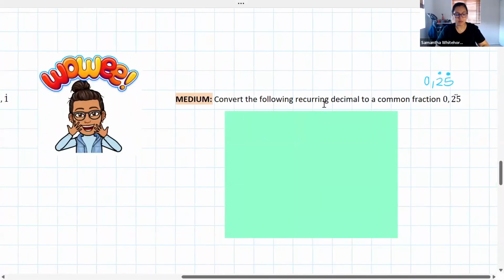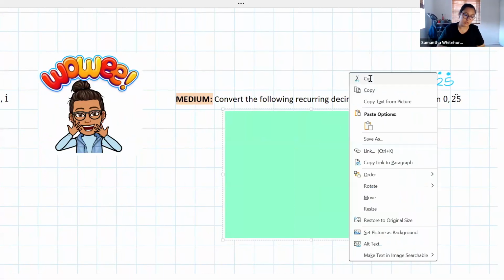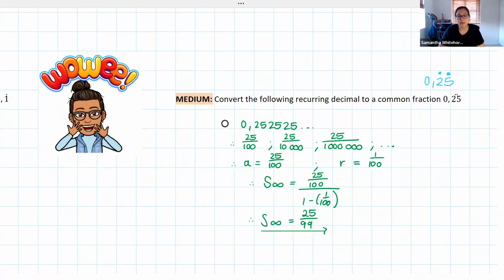If we have a look at the medium question, I will make it smaller for you guys to screenshot everything in a second. We've now got 2 values recurring, so we need to bear that in mind when we go and write out our series. We're now repeating in hundreds, so our R value is 1/100, and you do get 25/99 as your common fraction.